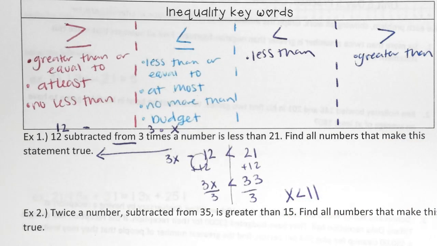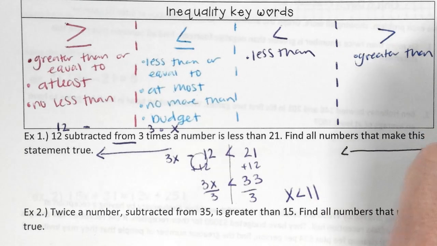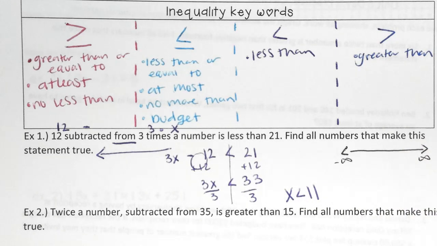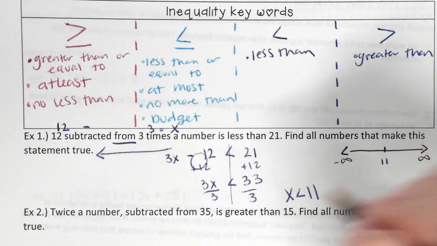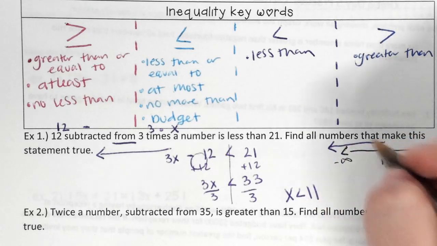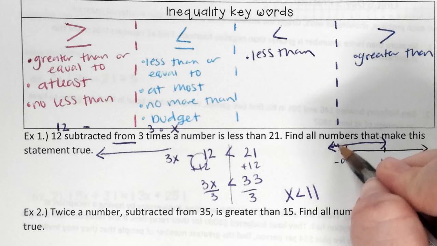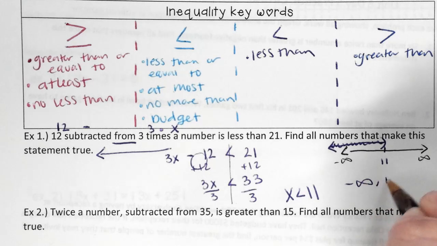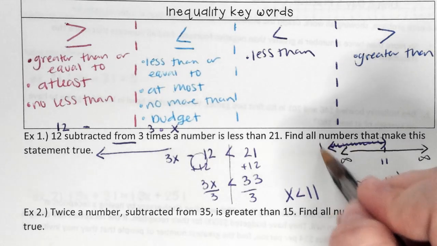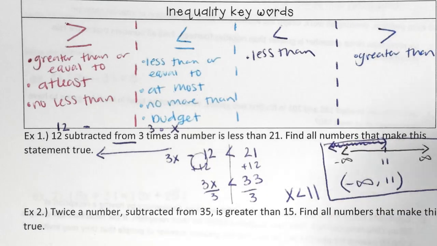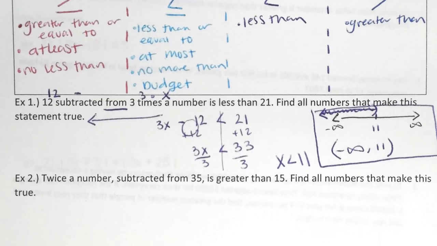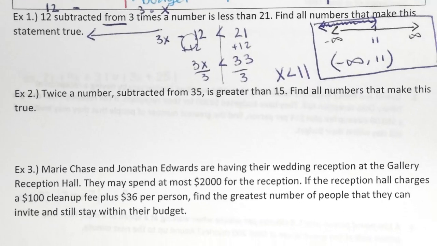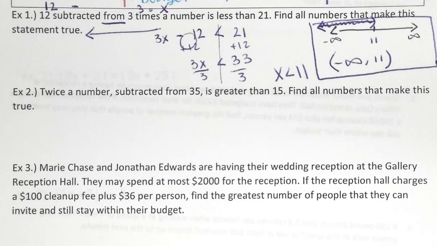Now, it says find all the numbers that make this statement true, therefore we are going to put it on the number line. Not all of them today will you put on the number line. So we have 11, and it says x is less, so it is to the left. Is it equal to? No, so we're going to use a parenthesis, and then there's my sign. So it goes to the left forever, so negative infinity to 11 with a parenthesis, and infinity always gets a parenthesis. Any questions with that one?